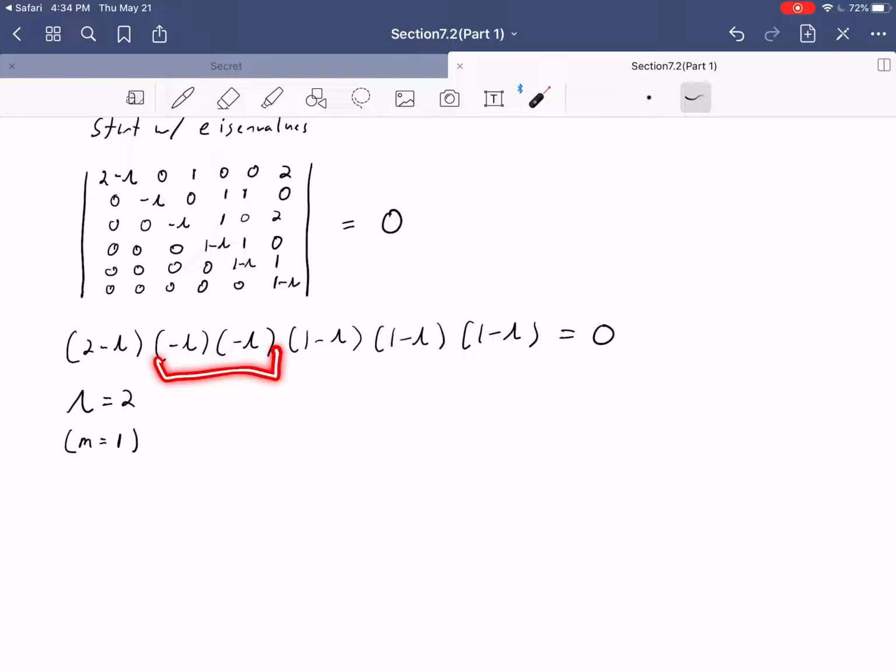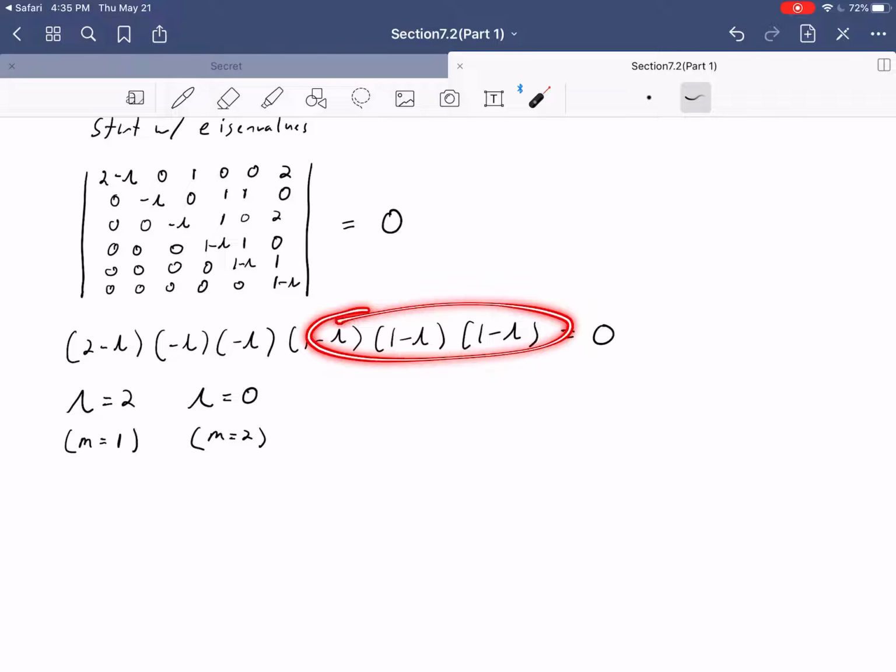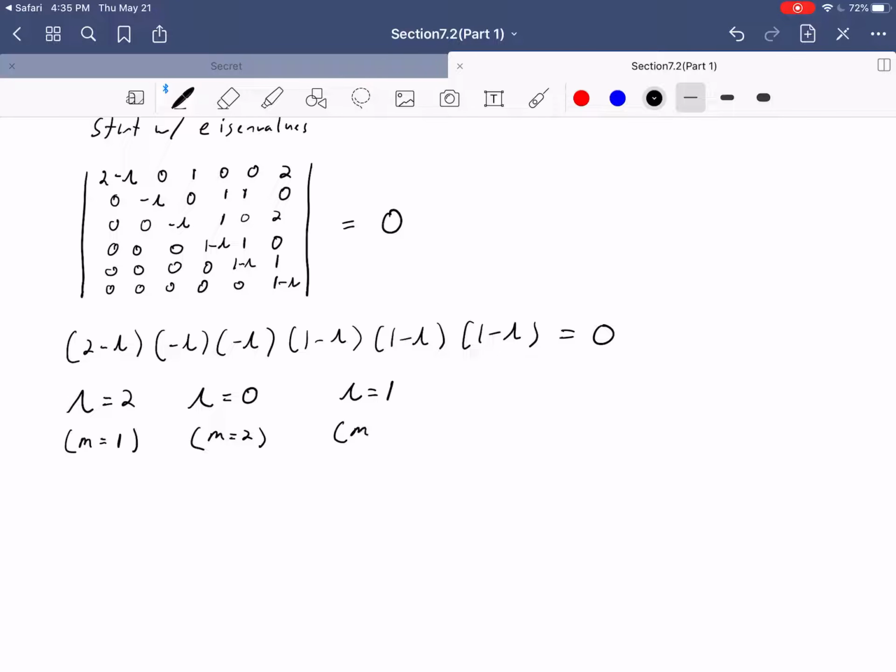From these guys, we would get the same eigenvalue twice. It would be lambda equals 0, which would be multiplicity 2. And then from these three, we get lambda equals 1, and that eigenvalue would be multiplicity 3.